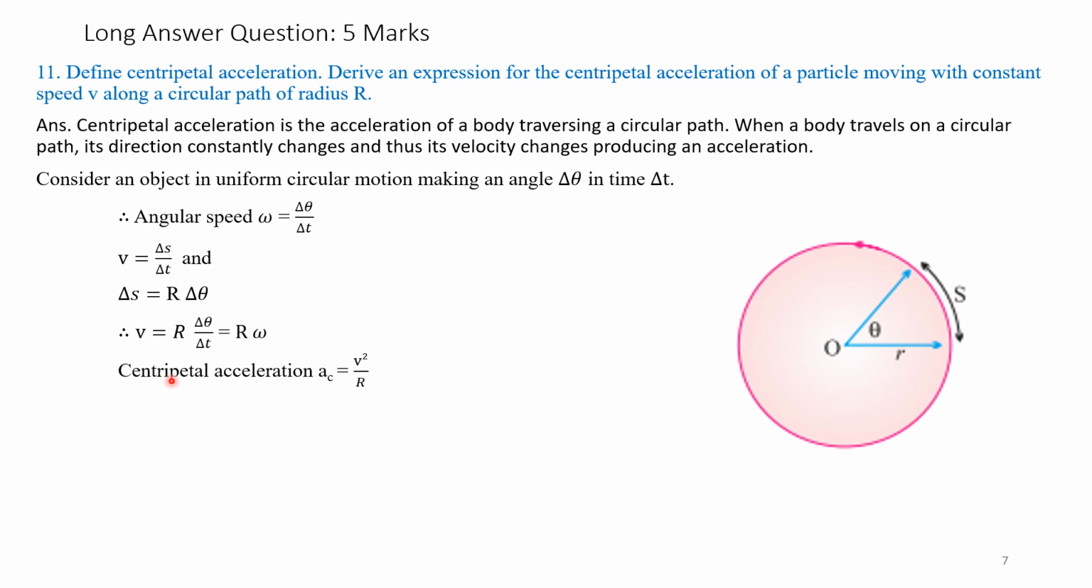Therefore, centripetal acceleration AC is equal to v square by r, where v is the velocity and r is the radius. Therefore, AC is equal to, substituting for v as omega r, we get v square is equal to omega square into r square divided by r. So, one r in the denominator gets cancelled with r in the numerator and we get omega square r.